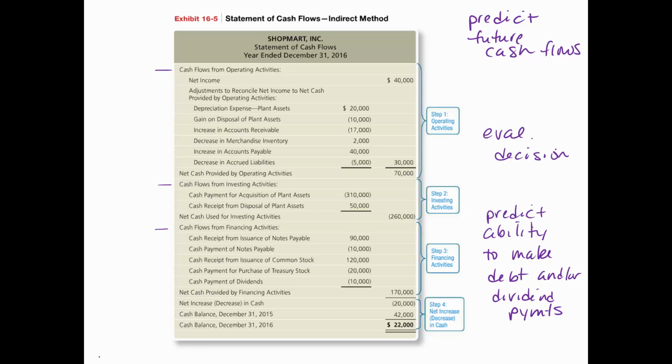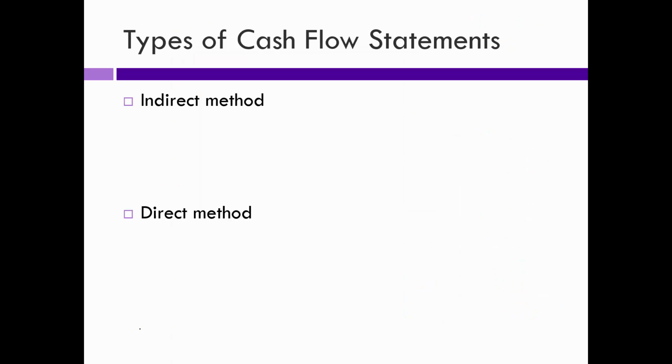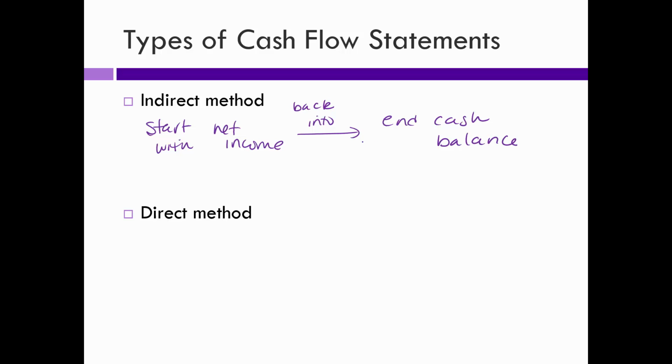There are 2 different methods of the statement of cash flows. The indirect method, we start with net income, and then we try to kind of back into our ending cash balance. So we start with our net income off of our income statement, but remember, we counted the revenues and the expenses there when they took place.